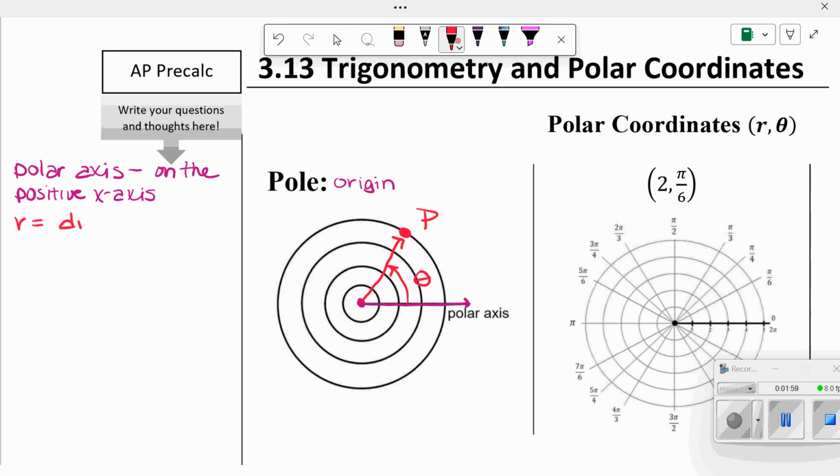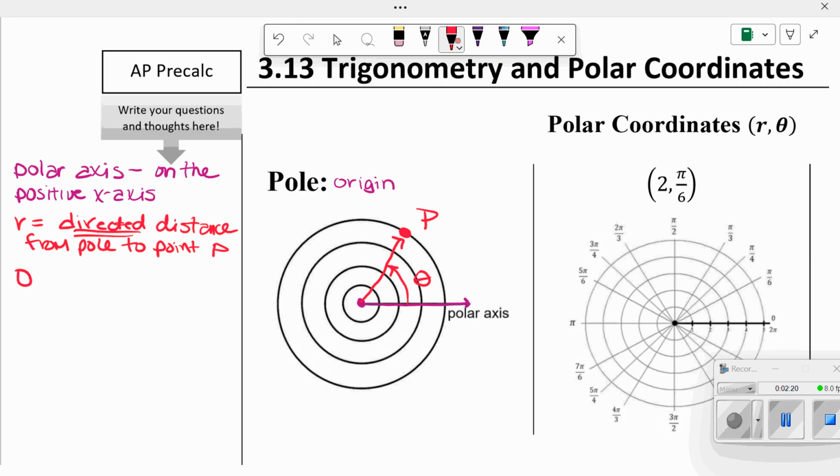Now this is the directed distance from the pole to our point. Now the word directed is hugely important here. It tells me which direction to go.